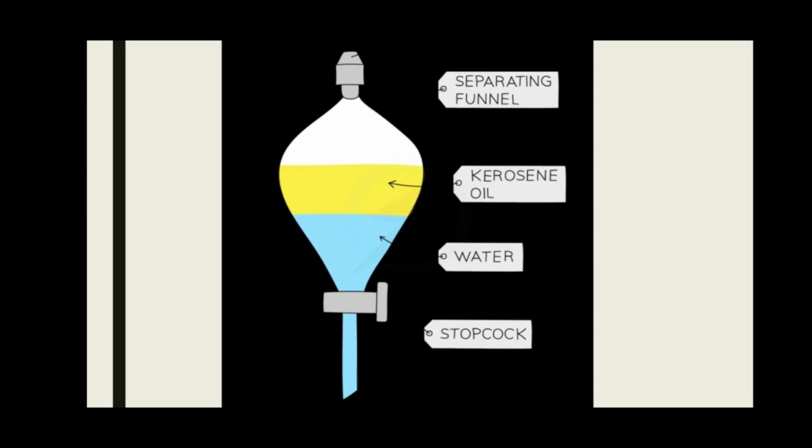So firstly I poured my water, then my kerosene, and you can see these are forming two layers. Now what happens if I place a beaker underneath this separating funnel? If I open my stopcock, what happens? The water will flow. When the water has flowed away, I'll close my stopcock, and hence I get my kerosene oil and water separated.